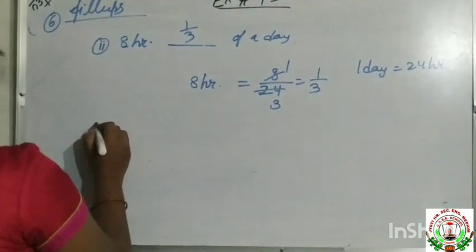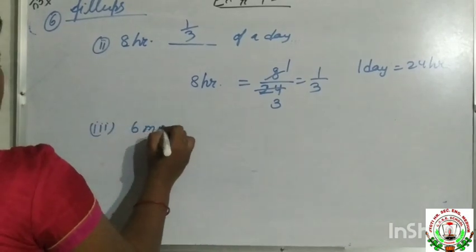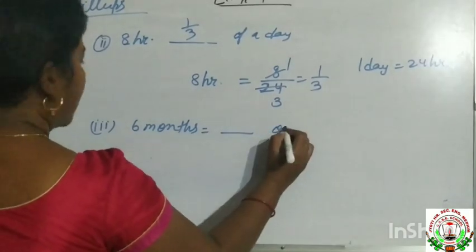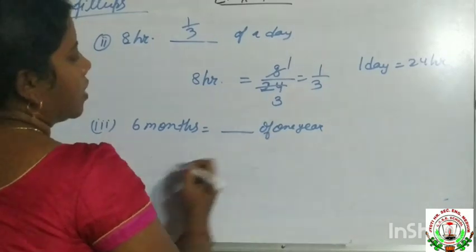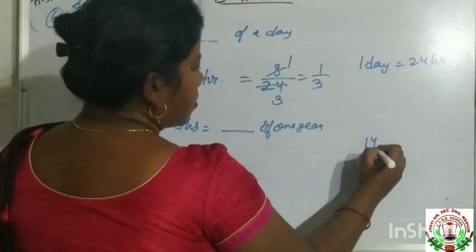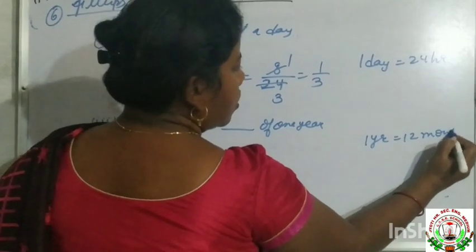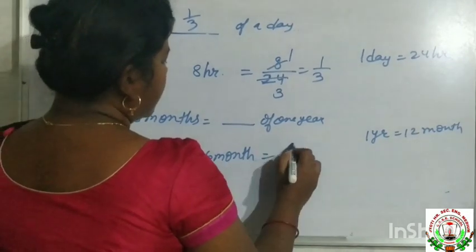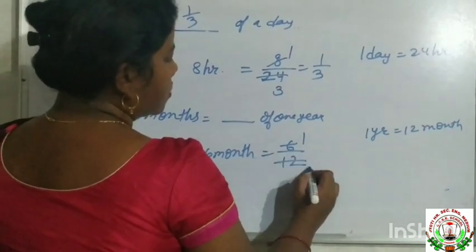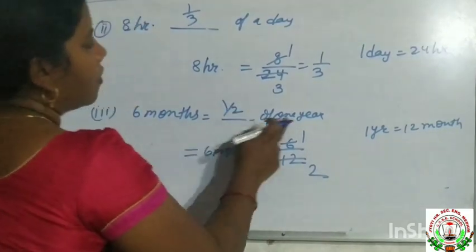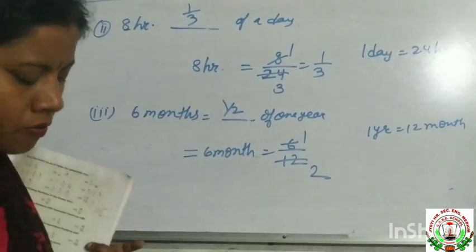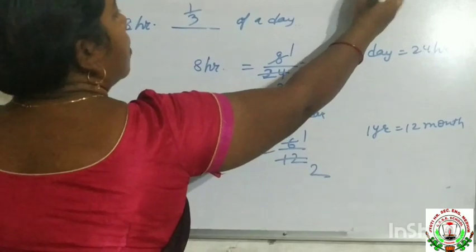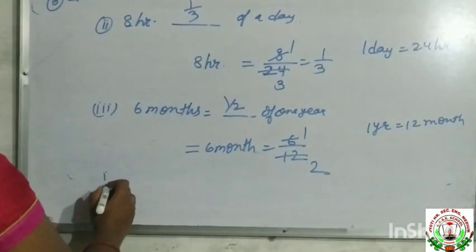Understood? Now the next is number 3: 6 months is equal to dash of 1 year. Here 1 year means 12 months. So when we convert these 6 months, 6 by 12. 6 ones are 6, 6 twos are 12. So it is half of 1 year. 6 months means half of 1 year. Understood? Now see question number 4. It is the same, so you will try to do number 4. I am solving number 5.